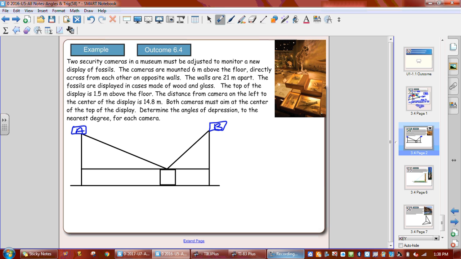And they need to be adjusted in our museum here because they're going to be focusing on the top of a display. Now this is the display that I'm shading in blue. That's the display case. And that's what they're focusing on.